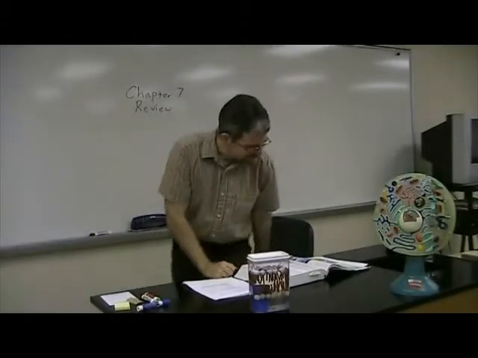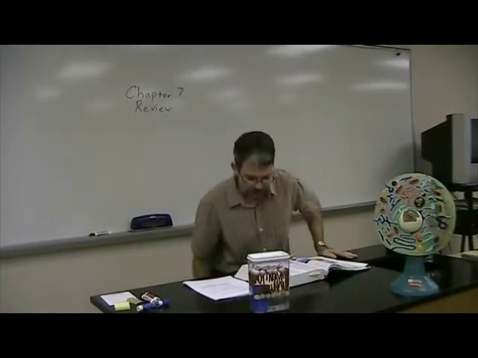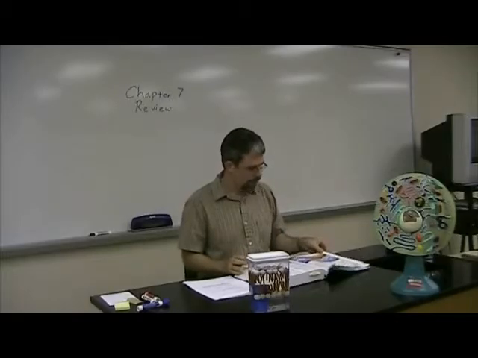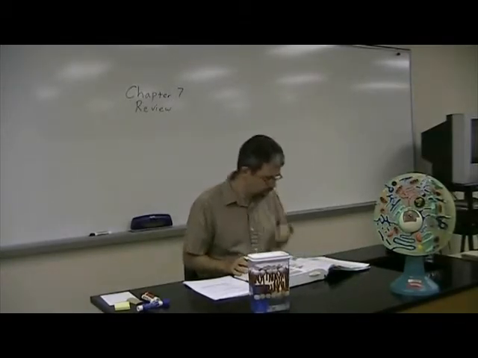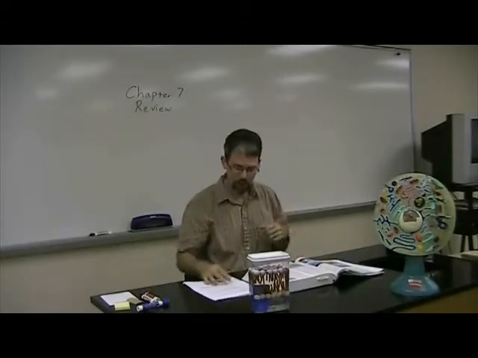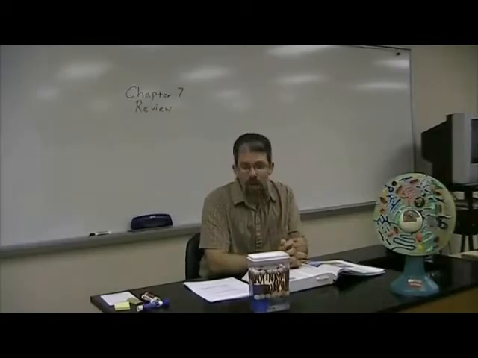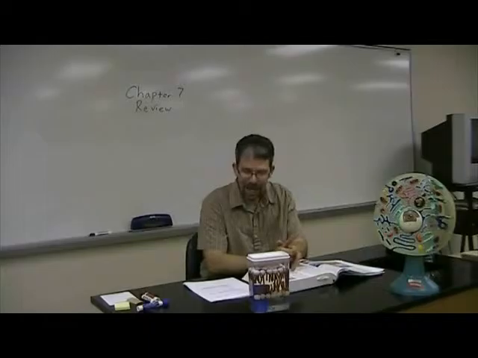Review of Chapter 7. Chapter 7 is on cell membrane structure and function. Pages 128, actually 127 and 126, show you pictures of the cell membrane structure. The cell membrane itself surrounds the cell. It's about 8 nanometers thick.